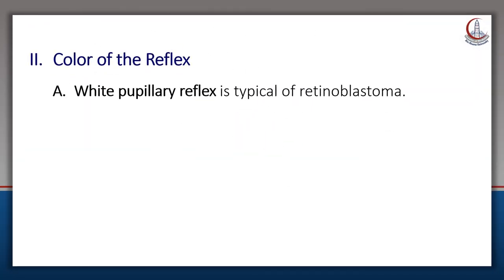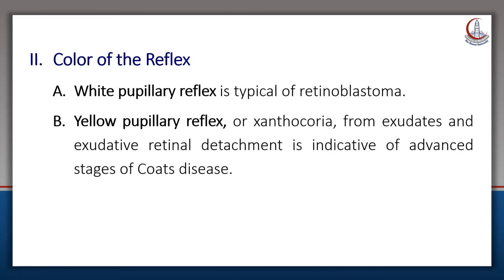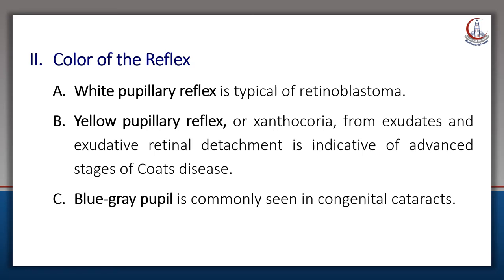We should see if the reflex is white or yellow. Yellowish reflex can push us a small distance from retinoblastoma towards Coats disease, especially if it's unilateral. Blue-gray pupils can be seen with congenital conditions.